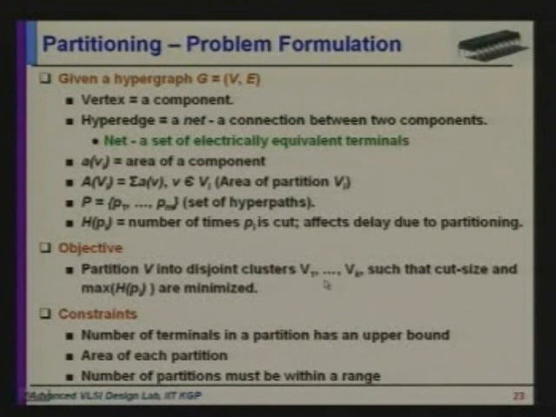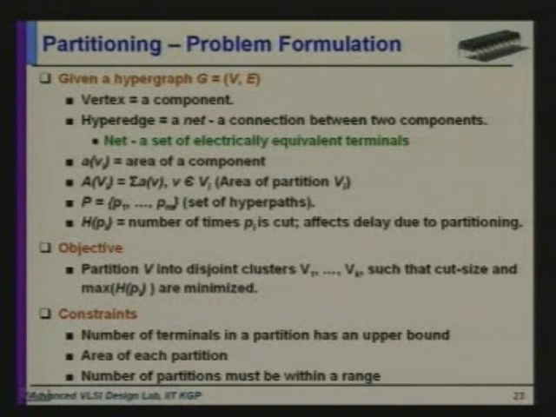So what we'll do here, we'll study one algorithm and I will define the complete partitioning problem. There are other algorithms as well, but we cannot go through all the algorithms due to time, right? Fine. So given a hypergraph G equals V comma E, each vertex is a component, each hyperedge a net which represents a connection between 2 components. What is a net? A set of electrically equivalent equipotential points, right? Okay.